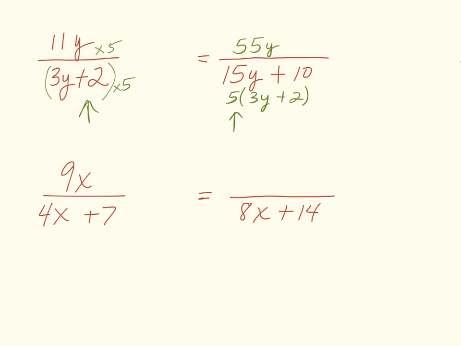Okay, look at the next one. 4x plus 7 cannot be factored. There's no common factor in 4x plus 7, but 8x plus 14 has a 2 in common, and so that gives us 2 times 4x plus 7. Now the missing factor is 2. So that has to be multiplied by 2. And so there's the 9x. So we have 18x. Okay?